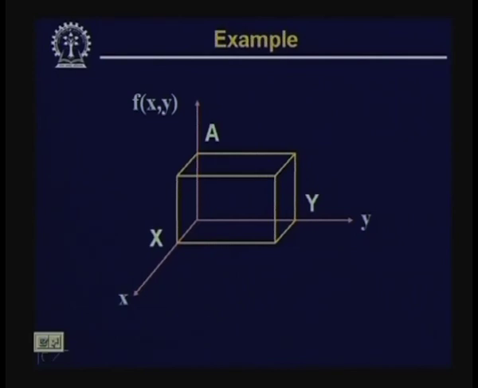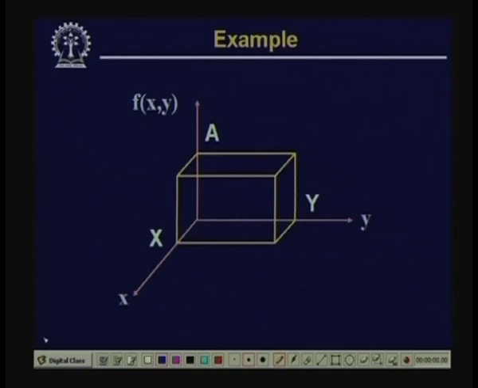So, what we get is a rectangular function like this, where for all values of x greater than capital X, the function value is 0, and for all values of y greater than capital Y, the function value is also 0, and between 0 to capital X and 0 to capital Y, the value of the function is equal to capital A. Let us see how we can find out the Fourier transformation of this particular two dimensional signal.